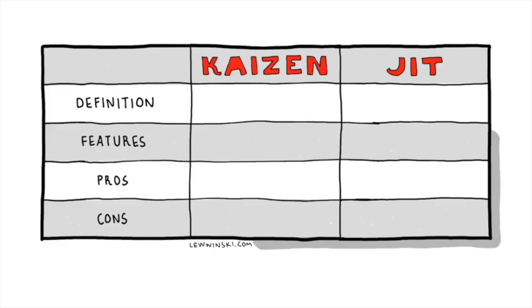Now, as always, I'm going to keep you busy, and I suggest you make notes in a systematic manner and fill in this table. There are two methods of lean production here, Kaizen and JIT, and what I think you should know about them is their definition, some features, and pros and cons. Now let's find out what those methods of lean production are.